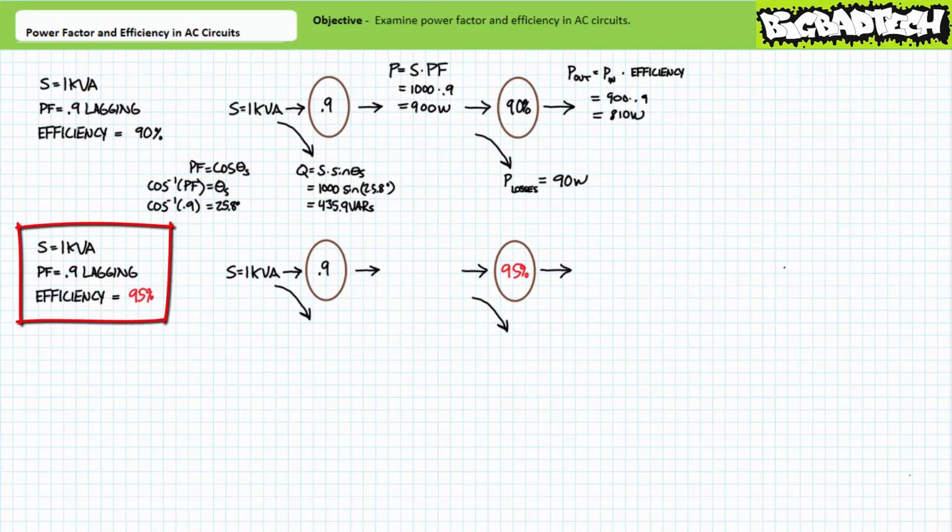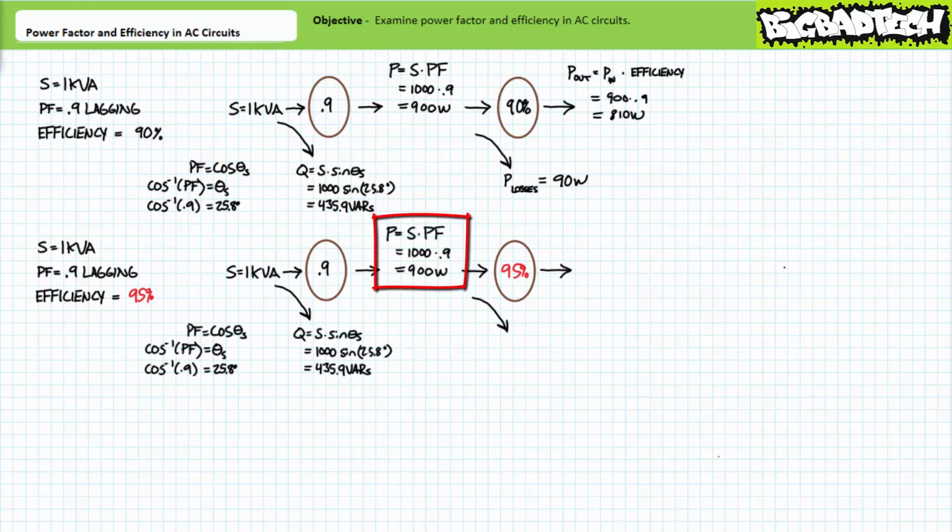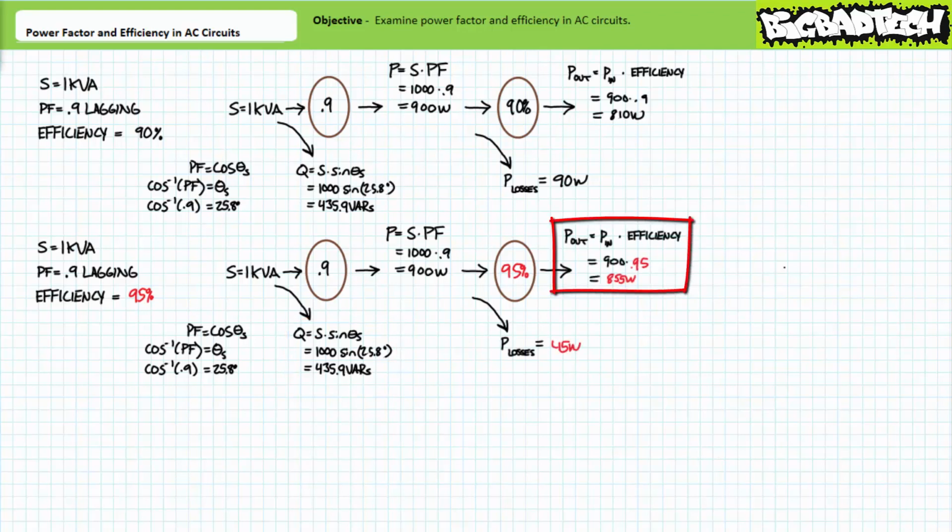For this second iteration, let's say power factor remains 0.9 and efficiency is increased to 95%. If this system continues to consume 1 kVA of apparent power, jumping through the power factor hoop, the input real electrical power is 900 watts as previously. The 435.9 VARs of reactive power, while essential to this system's operation, is excluded from consideration by power factor. When real power jumps through the increased efficiency hoop, it yields 855 watts of usable power output, where only 45 watts have been lost to heat, friction, or noise.